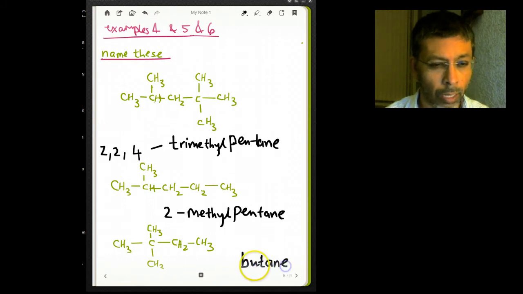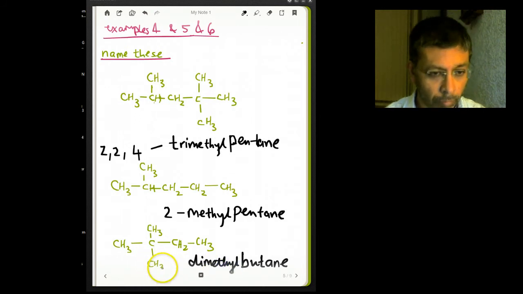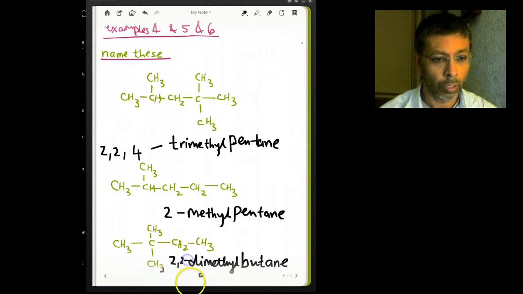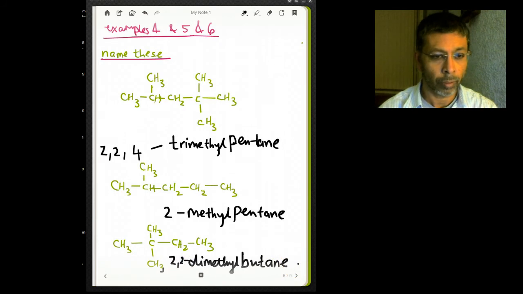This one here, longest chain, 1, 2, 3, 4, so it's going to end in butane. Butane, and you've got 2 methyl groups, so it's dimethyl. And that's a 3. And they're on carbon number 2, so 2 and 2. So I'm going to put 2,2-dimethyl butane. There we are. Right, let's go to the next page.